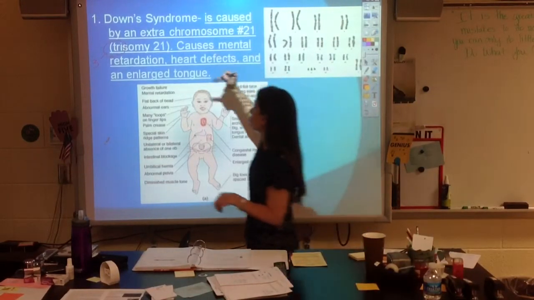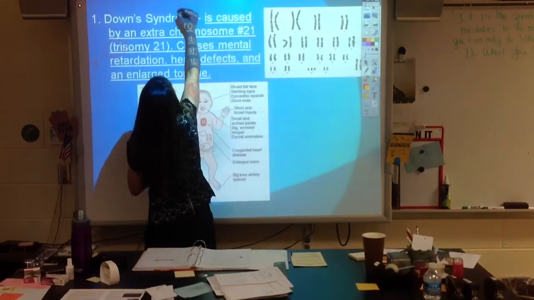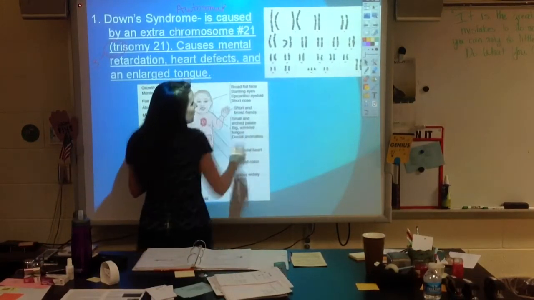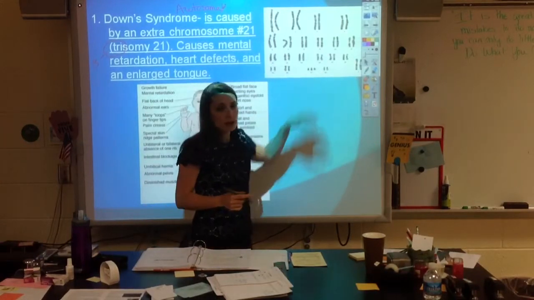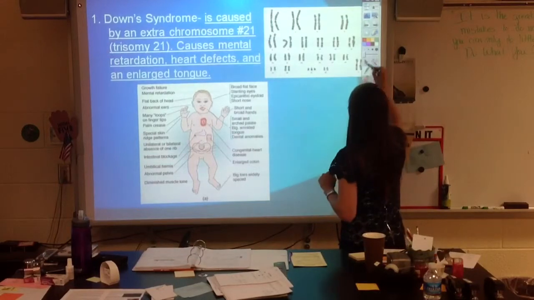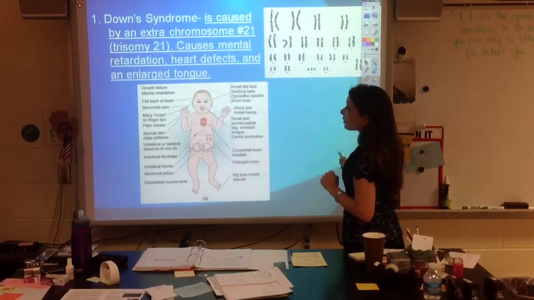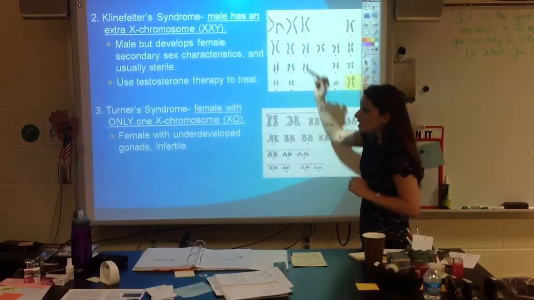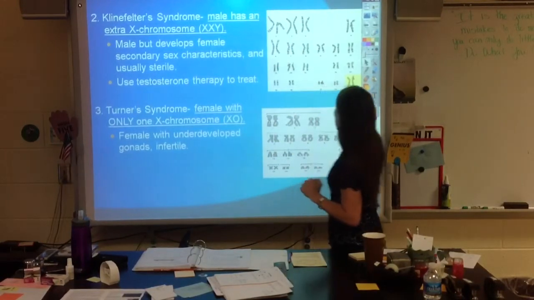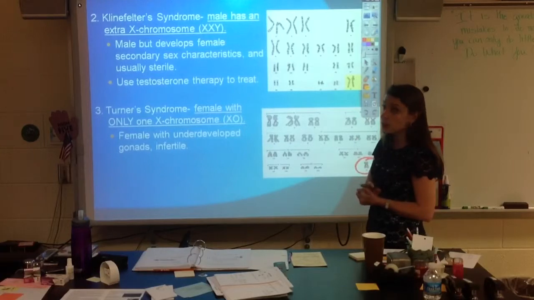But Down syndrome, I do need you to write, is autosomal. It doesn't have to do with the sex chromosomes. 21 is not the sex chromosomes. The sex chromosomes are the 23rd pair. So Klinefelter's and Turner syndrome are actually problems with the 23rd pair, or the sex chromosomes.